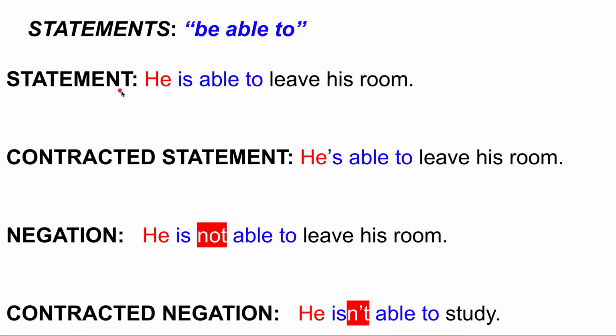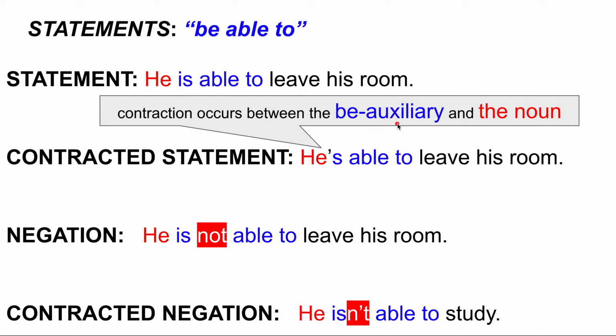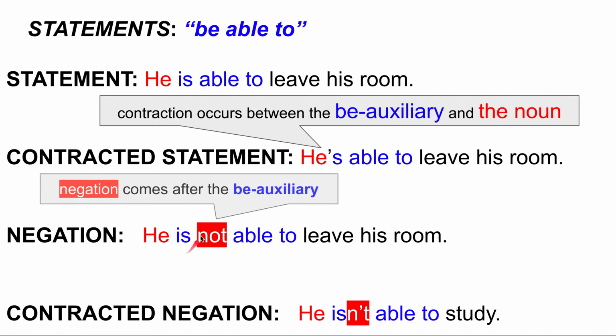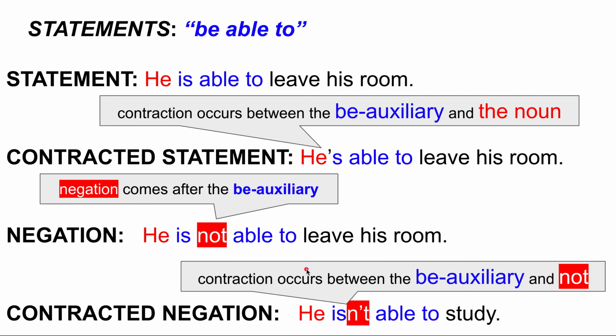If we make a positive statement, he is able to leave his room. If we want to contract that statement, the contraction occurs between the be auxiliary and the noun. So he's able to leave his room. If we want to add negation, remember that negation always occurs after the modal, or in this case, after the be auxiliary. He is not able to leave his room. And if we want to contract that negation, the contraction occurs between the be auxiliary and not. So he isn't able to leave his room.